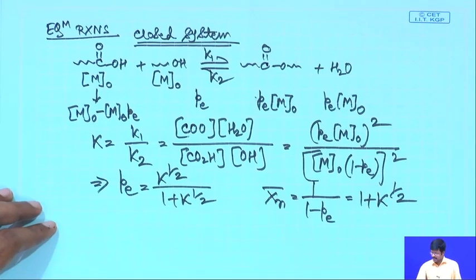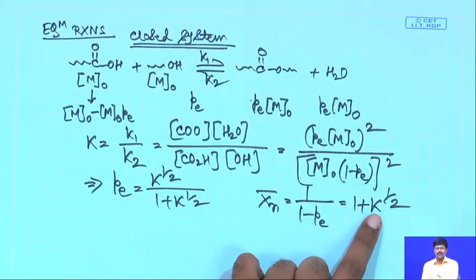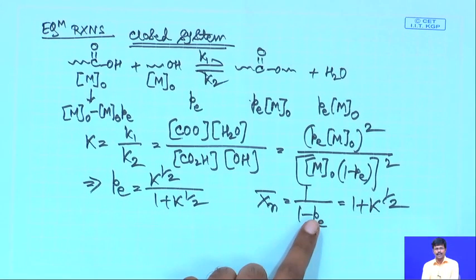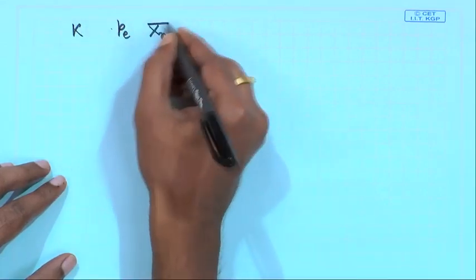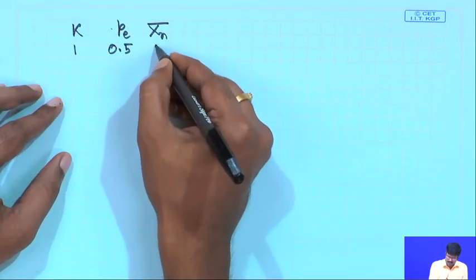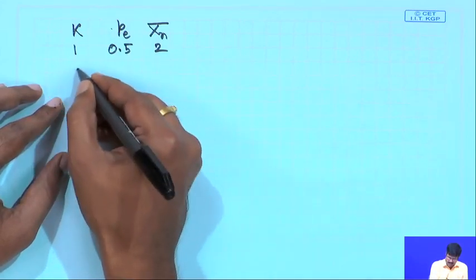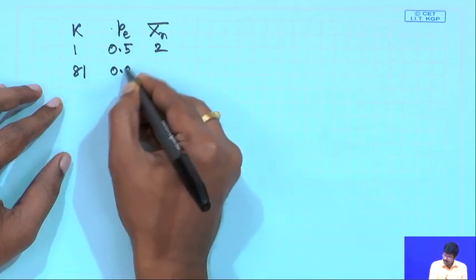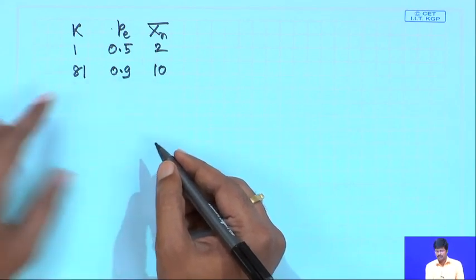Now, let us have some data here in order to consolidate this idea. In fact, this data can be derived, you put some values of k, correspondingly you can calculate the value of PE and xn, and you can have some kind of realization of what is the situation here. So, k, and then you have PE, and then you have xn bar. So, if your k is 1, only 50% of reaction occurs if the equilibrium constant is 1, and your xn bar is 2, it is like an oligomer. If your k is say 81, then 90% of reaction has occurred, your xn bar is only 10. So, 90% of reaction is not acceptable to you, molecular weight will be very low.